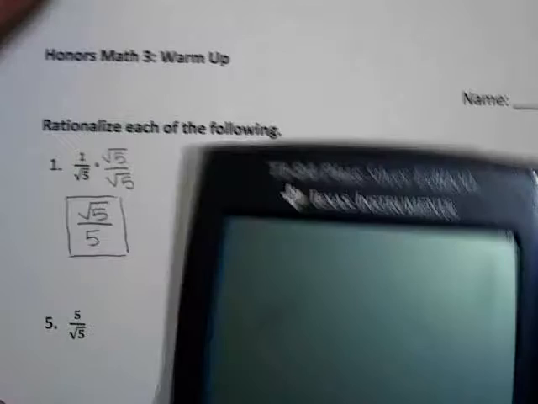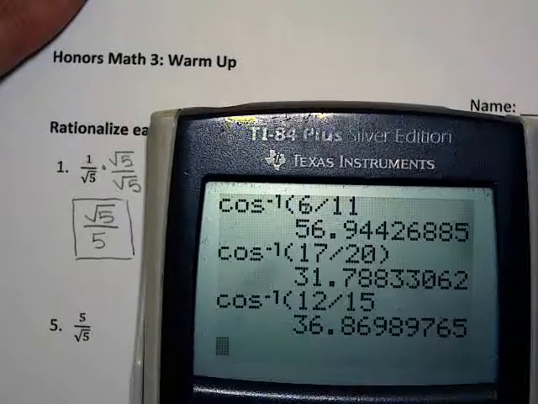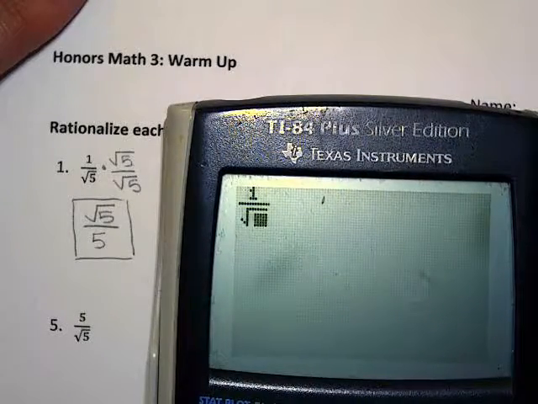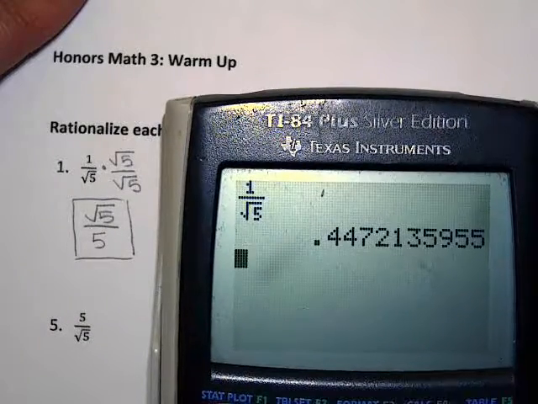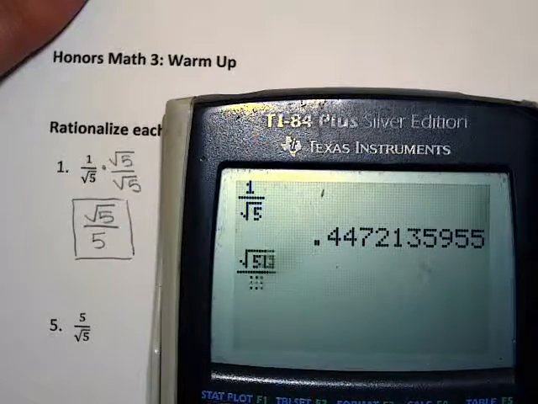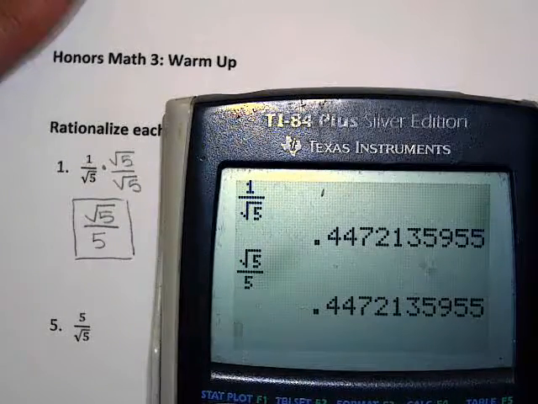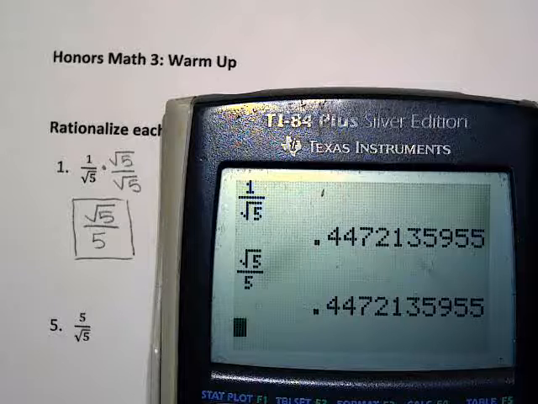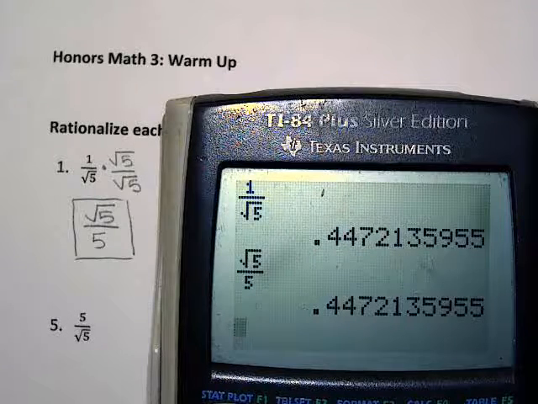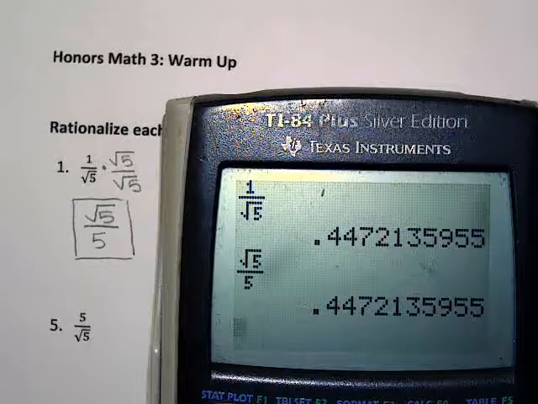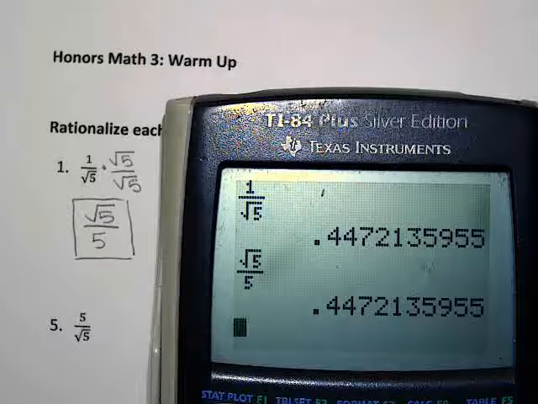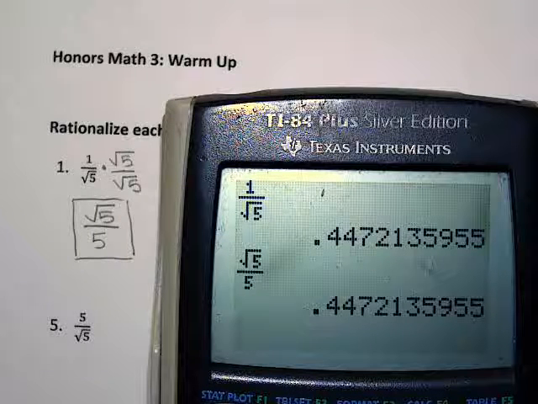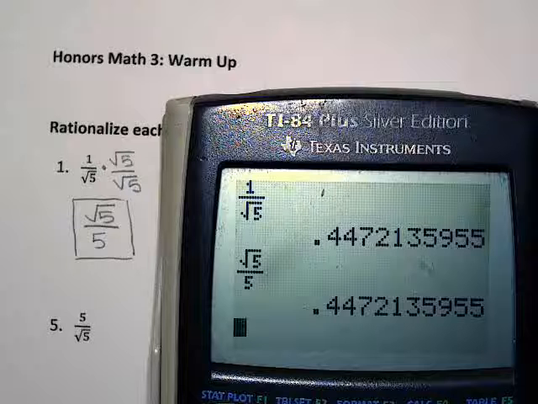And if you compare the decimals, if you have 1 over the square root of 5, that's the decimal. And if you have the square root of 5 over 5, it's the same decimal. So it still equals the same thing, it's just considered to be more proper in math. Some mathematician somewhere said, it is not proper to have a square root on the bottom, so we must rationalize it. And everyone went, huzzah, that's right. And now we all have to do that.